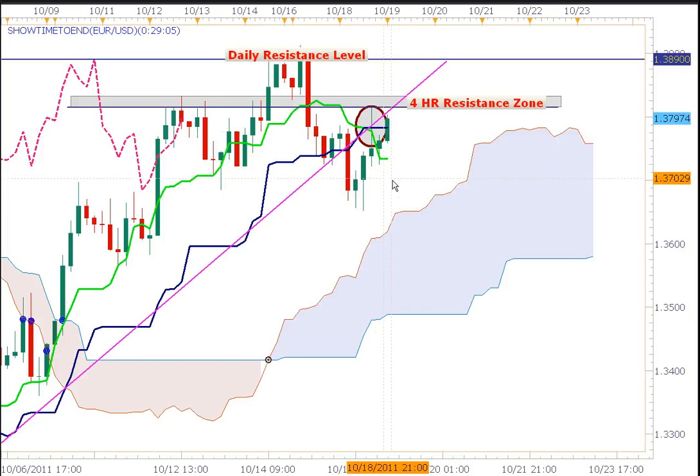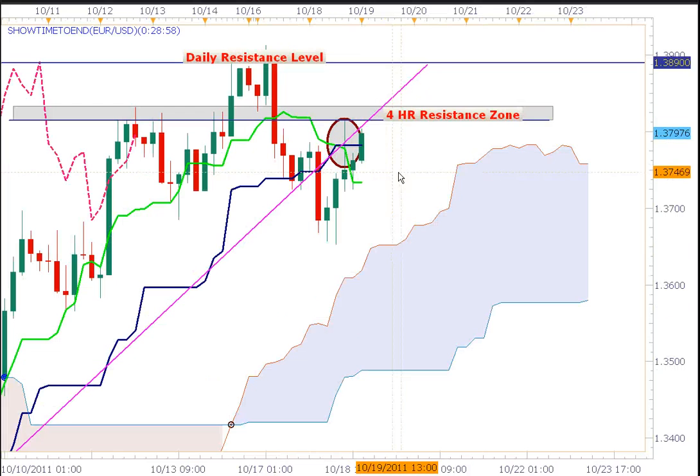I taught this before, so I'm not going to go over that again. But this is what I'm talking about: the 4 hour resistance zone and this daily resistance level. Look for these levels for the market to do something. These are the levels where you're going to get into the trade.